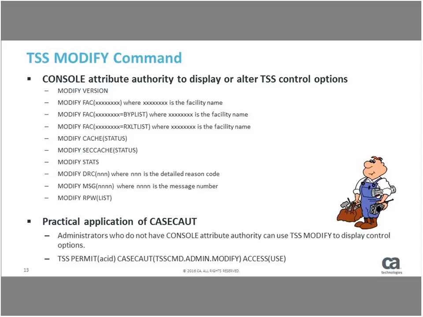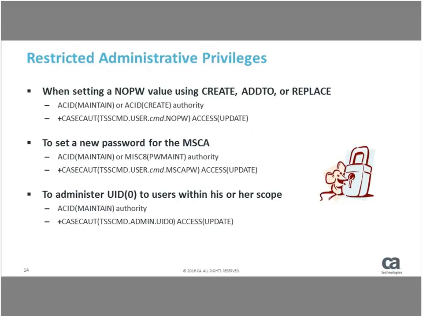And down at the bottom, one of the applications: if you don't have console attribute, if you don't want to give that power to someone, you could permit them the CA TSS command.admin.modify access of use. Now the access of use would be for display only. If you want to give them both display and modify, alter capabilities, it would be access privilege.